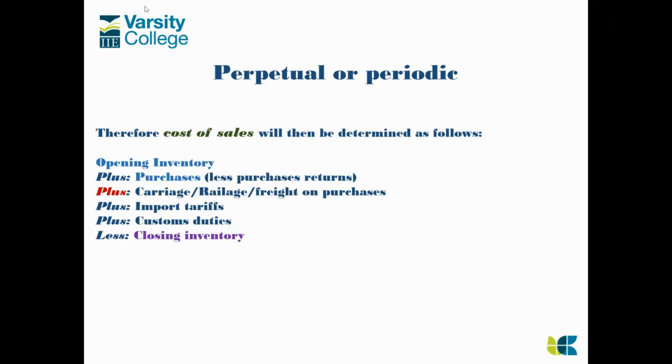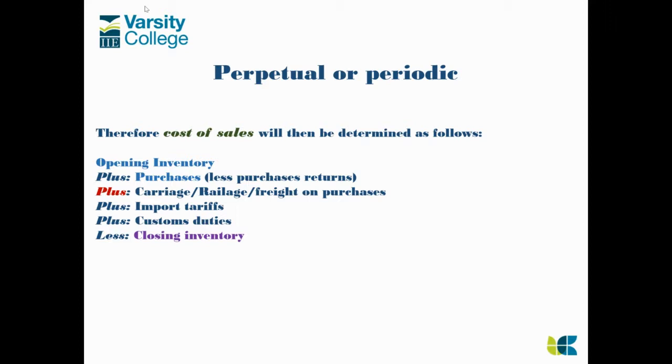Then you go on to say, did I purchase anything during the course of the month, or during the course of the financial period? So start with what did you have, did I purchase anything? Did I return any purchases? That's what we're saying here. If we didn't return anything, there won't be any purchases returned. Does that make sense?